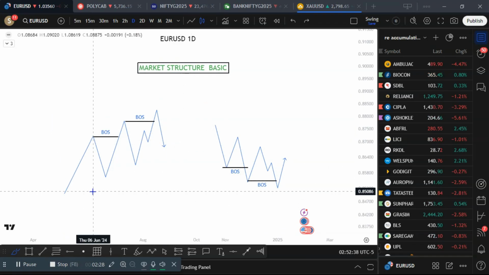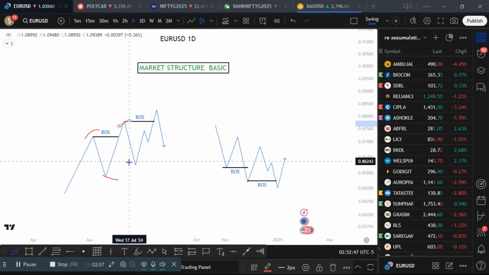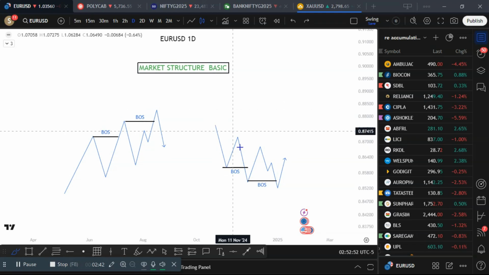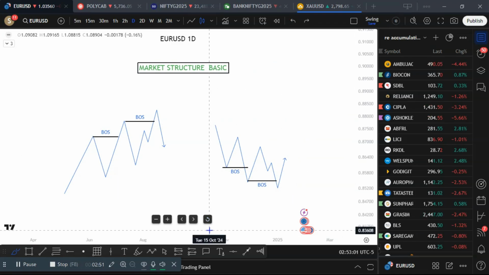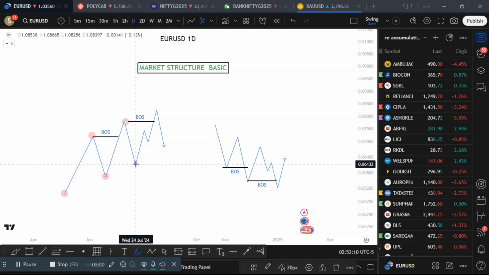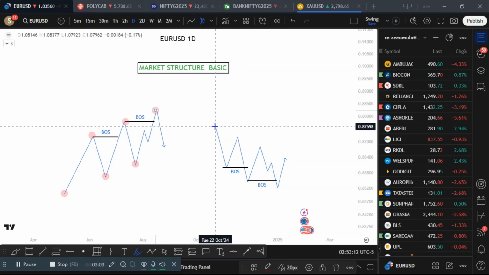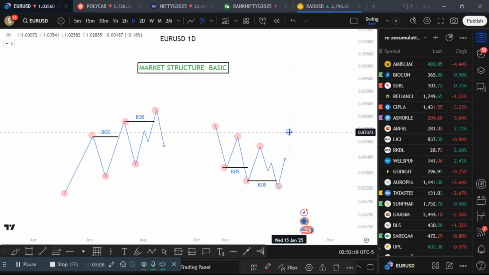So this is the bullish structure, and price moves in bullish structure by creating higher low, higher high, higher low, higher high. This is the market's natural nature. Okay, how does price create bearish structure? Lower high, lower low, lower high, lower low. We call these swing points. So this is our swing low, swing high, swing low, swing high.